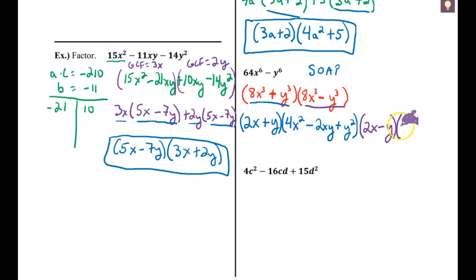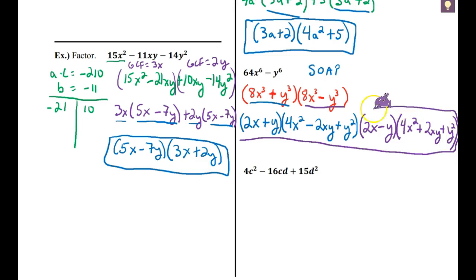Then 2x times 2x is still 4x squared. I need the opposite sign. Then 2x times y is 2xy. And then always positive sign. And y times y is y squared. And phew, that whole thing is now totally factored. That is as far as we can go. So difference of squares first, and then look for difference of cubes.